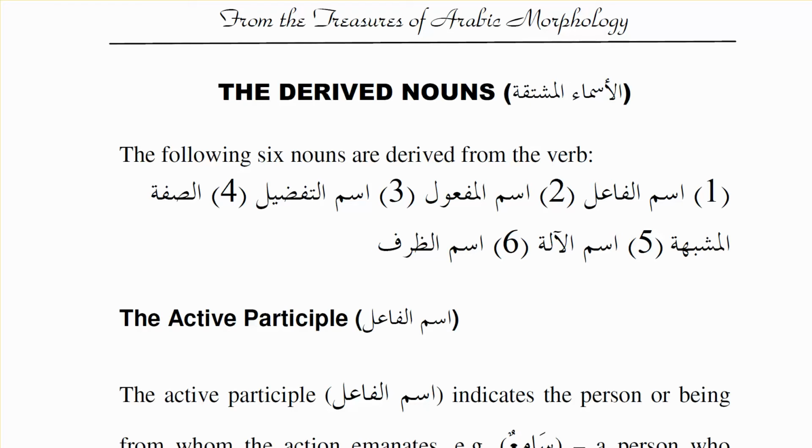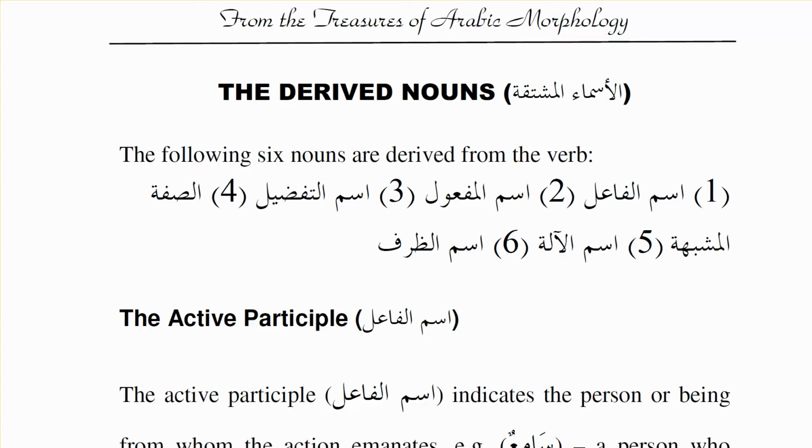Now the 6 types are, as you can see here: ismul fa'il, number 1; ismul maf'uli, number 2; ismul tafdili; sifatul mushabbaha; ismul ala; ismul dharf. These are the 6 types of derived nouns. The reason they're called asma'ul mushtaqqa is because they are mushtaq, or taken or derived, from the 3-letter roots.